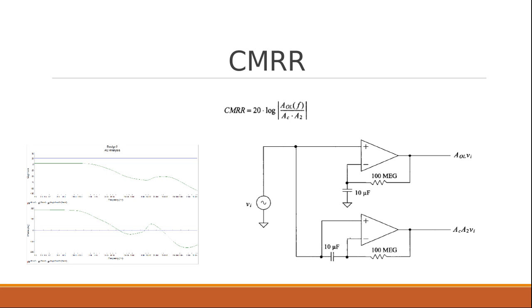And also, here are two separate configurations which we use to find the common mode gain and the differential gain, and we use that to find the CMRR, or the common mode rejection ratio. And the chart on the left is a display of our results, and unfortunately we did not meet the specification of 10,000 or greater CMRR.